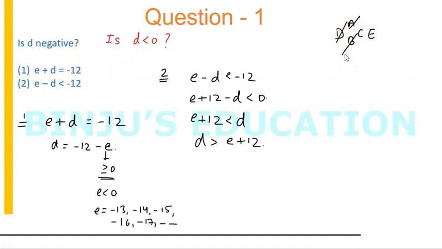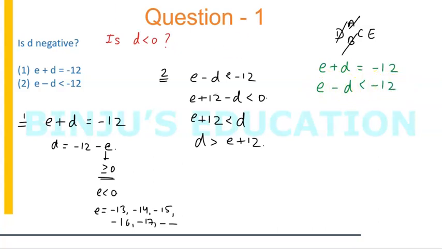So D is out, A is out, B is out. The only thing we are left to check is the C part. That is when we're going to combine both these statements. Okay. Now, my first equation is E plus D is equal to minus 12. Second is E minus D is less than minus 12.